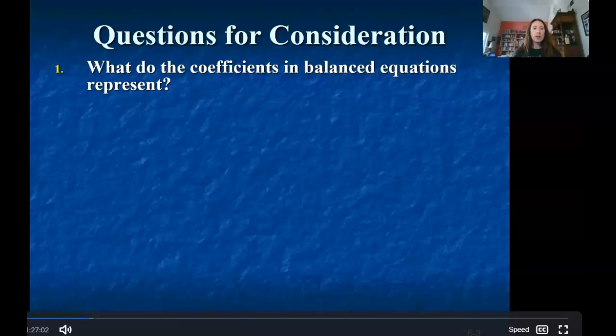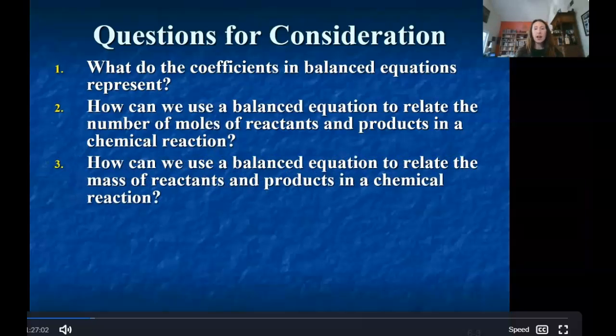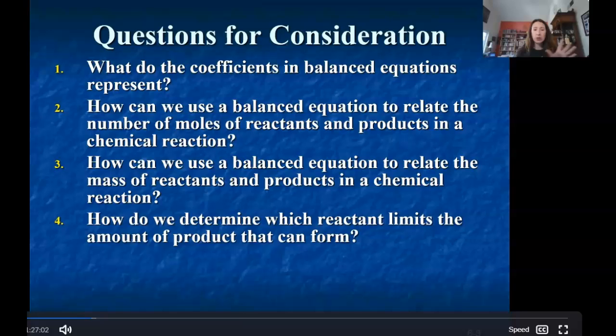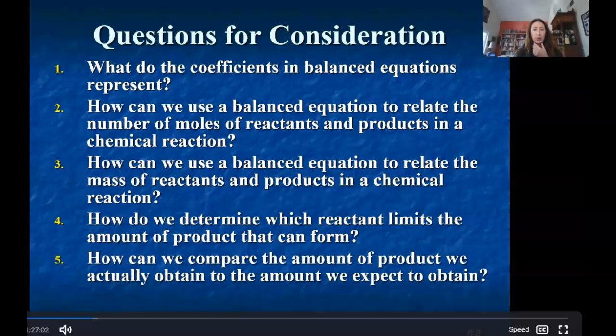Okay, so we're going to talk about what the coefficients mean in balanced equations. We're going to use balanced equations, and we're going to use the moles of product and grams of product. So we're going to go to moles, we're going to go to mass, and then we're going to figure out this really cool fun thing called limiting reactants, which reactant gets used up first. And then we're going to compare the amount of product we actually obtain to the amount we think we should obtain, right?